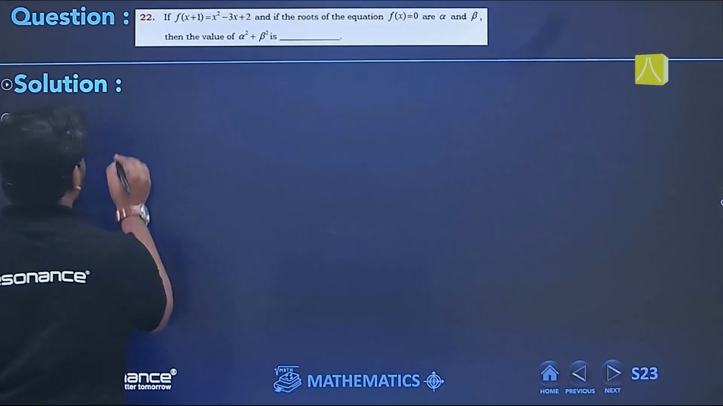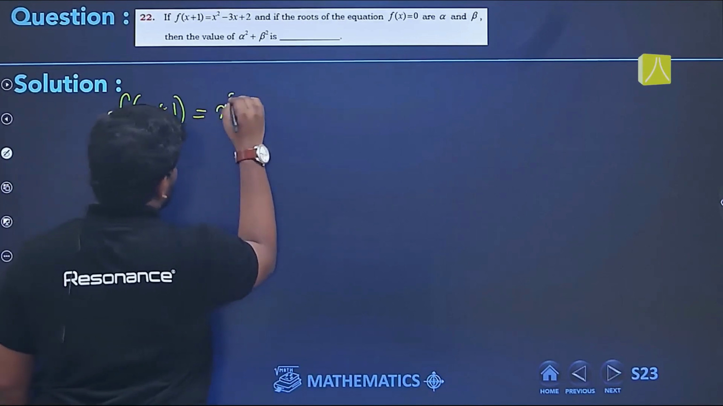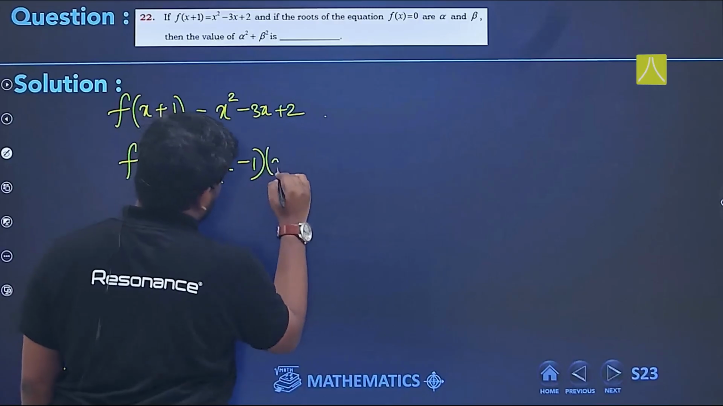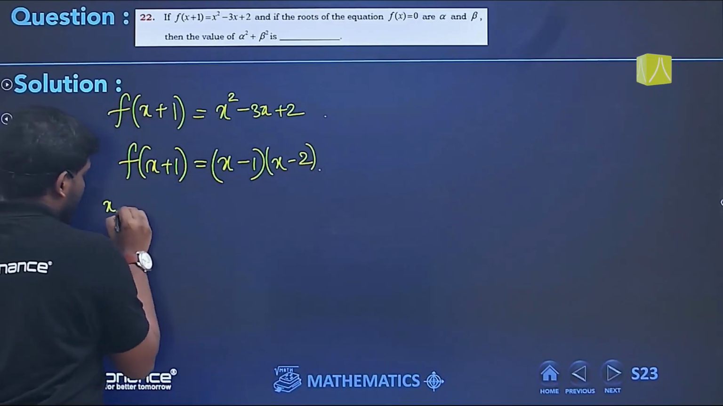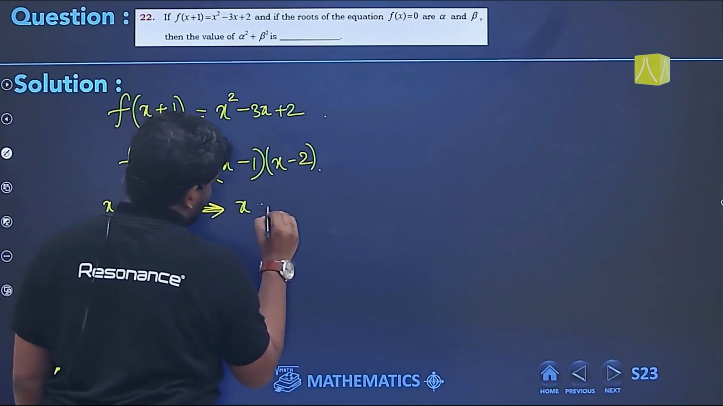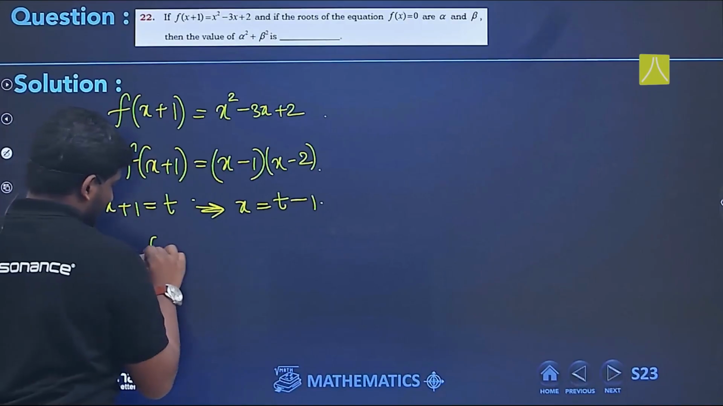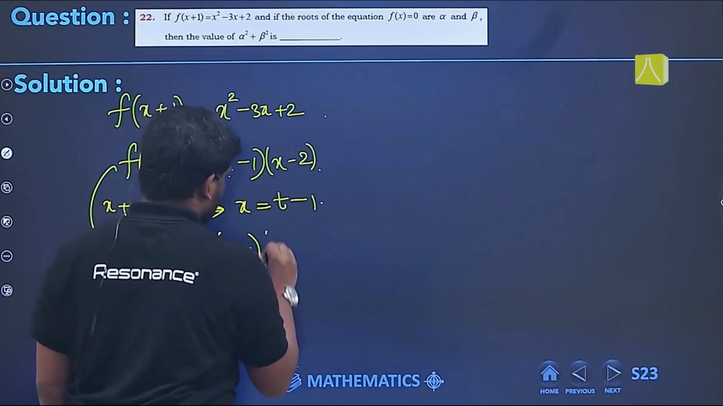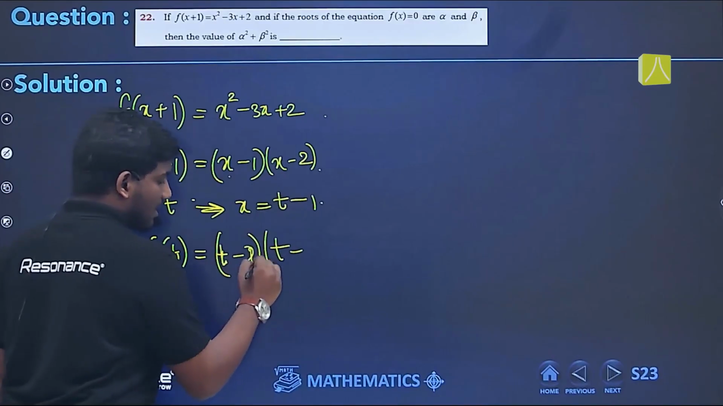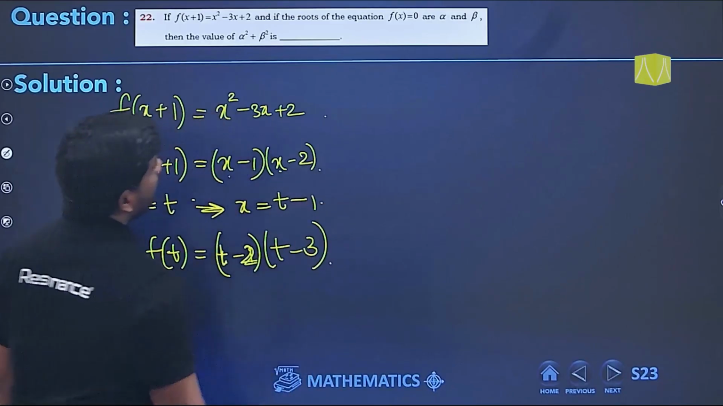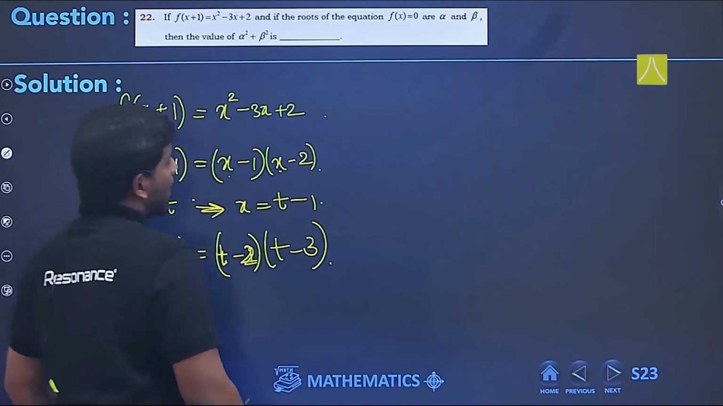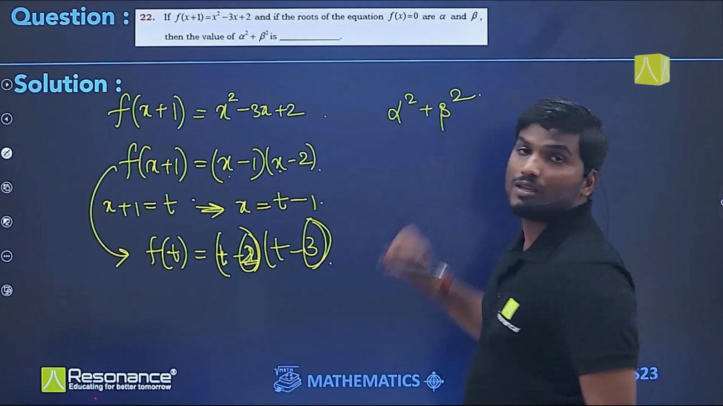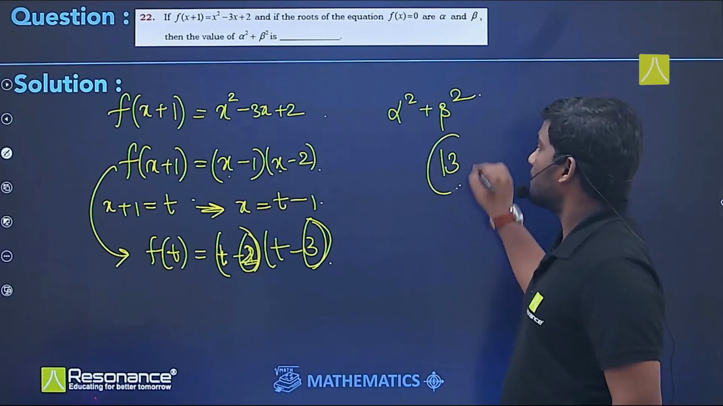Coming to the next question, if f of x plus 1 is x square minus 3x plus 2, f of x plus 1 would be x minus 1 into x minus 2. Now if you call x plus 1 as t, then x becomes t minus 1, right? Now you can rewrite it as f of t, where x minus 1 implies t minus 2 and x minus 2 implies t minus 3. Now the roots of f of x equal to 0 are alpha and beta. So alpha is 2 and beta is 3, or the other way around. Doesn't matter because it's alpha square plus beta square. So that's 2 square plus 3 square, which is 13. So 13 is the answer.